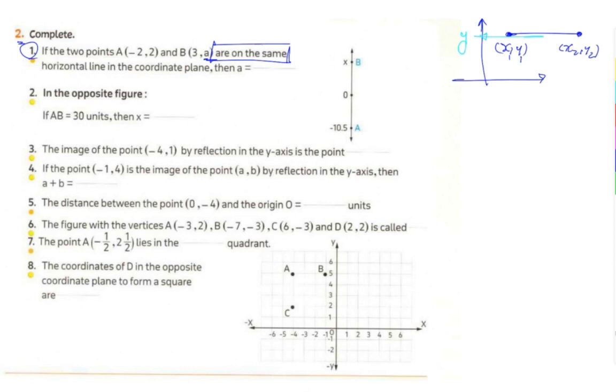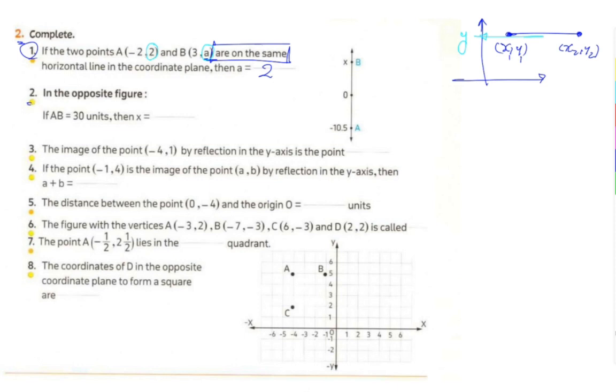If you look here, we have y2 and ya. So you can figure out that the value of a equals 2. Why? Because these 2 points must have the same y coordinate. So the value of a equals 2.